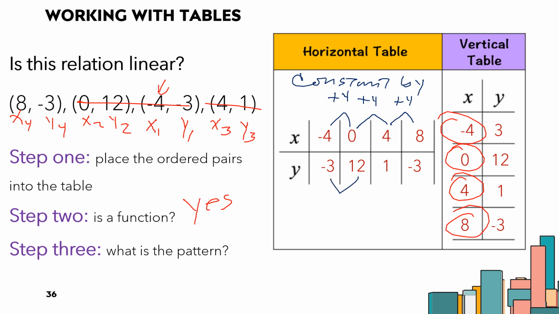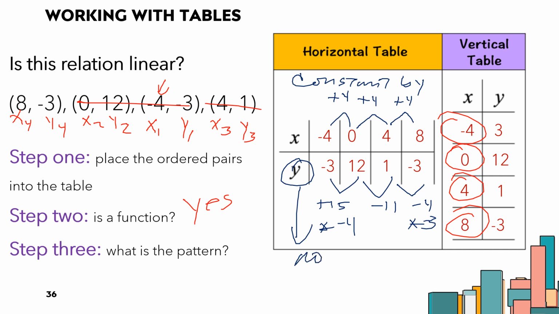To go from -3 to -4, you can either plus 15 or multiply by -4. Well, see, how do you go from 12 to 1? Well, you can only subtract 11. And then to get from 1 to -3, you can either subtract 4 or multiply by -3. So there's no pattern for the y. There is no pattern, or no apparent pattern. There may be a pattern, but I don't see it.